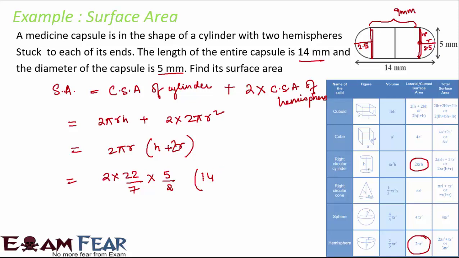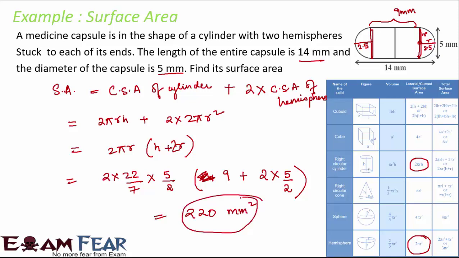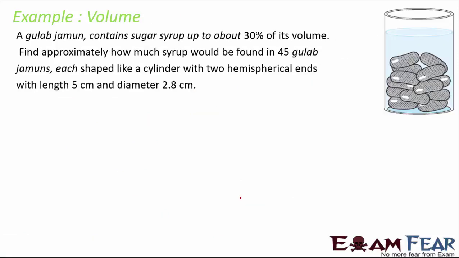Correct? So in this case, the height would be 9 and 2 into r. R is again 5 by 2. So now once you calculate this, it comes out to be 220 millimeters square. So that's the surface area of the capsule.